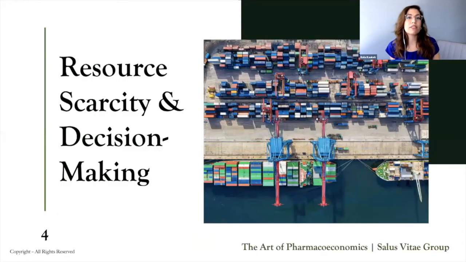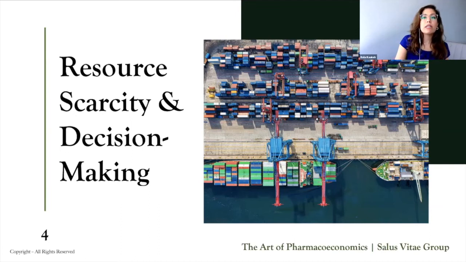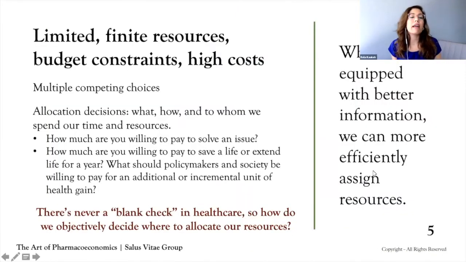Now let's talk about resource scarcity and decision making. And I think this is something all of us think about, whether on a professional level or even on a personal level. So what does that mean? If we start by thinking about resource scarcity, we know that there are limited, finite resources, as well as these budget constraints. So we can't spend an endless amount of money on everything. And if we couple that with already that there are many items that are high cost or increasing in cost over the years, we have this situation where it makes it very difficult to allocate resources, or think about how do we best allocate resources.